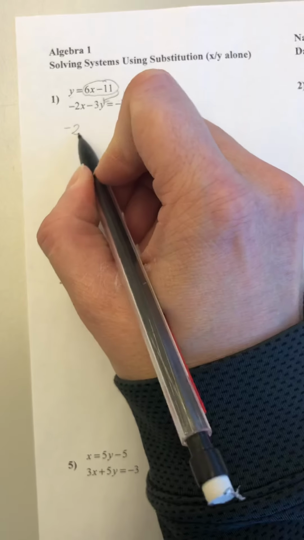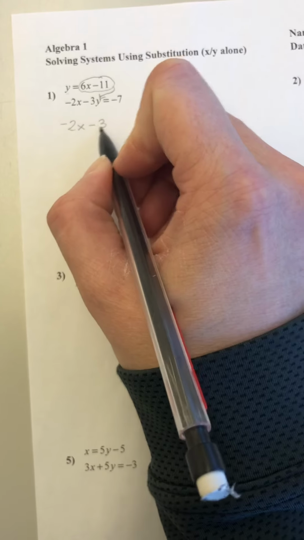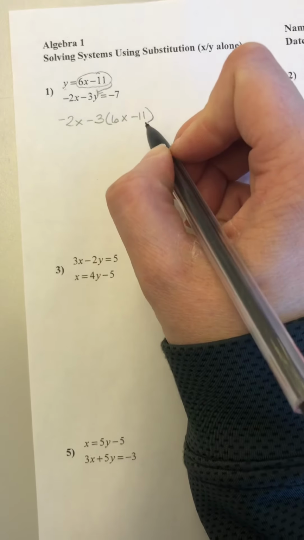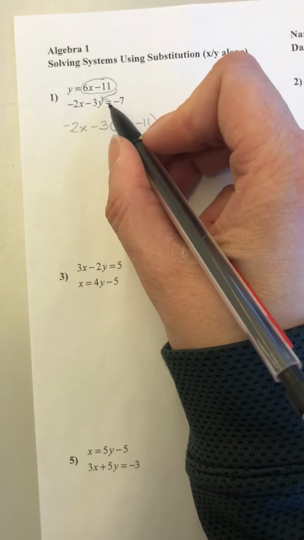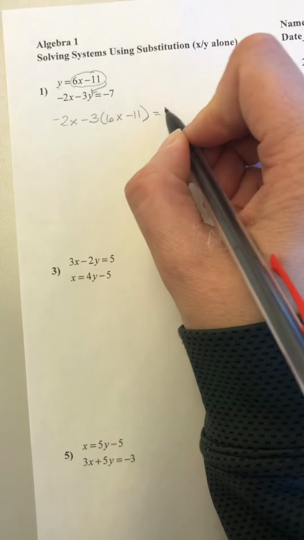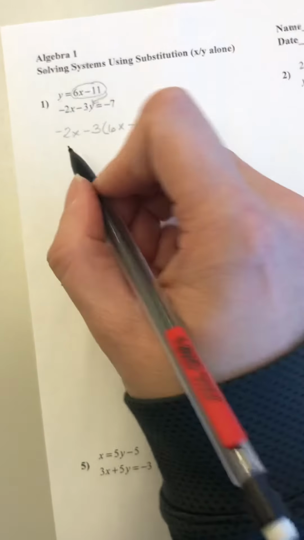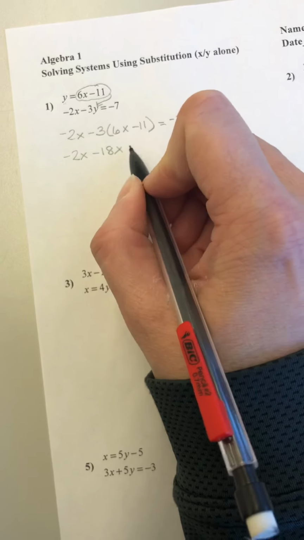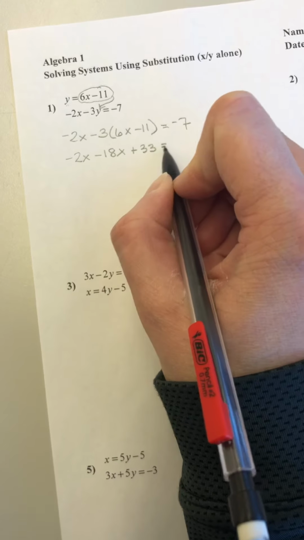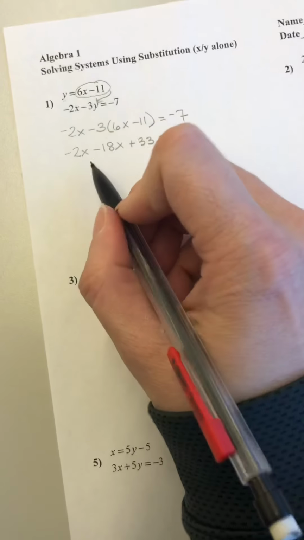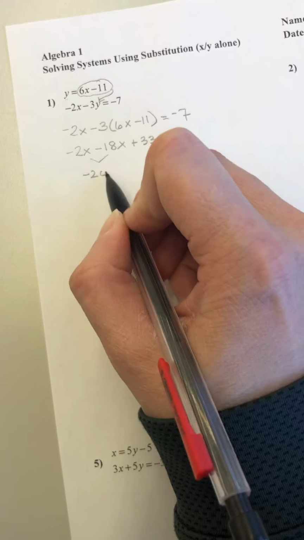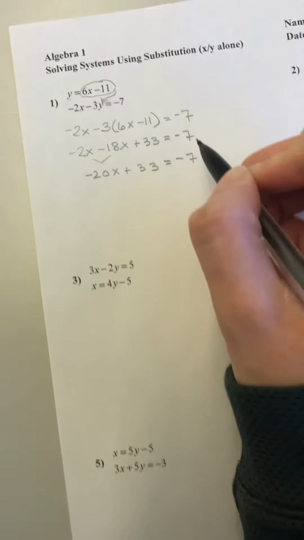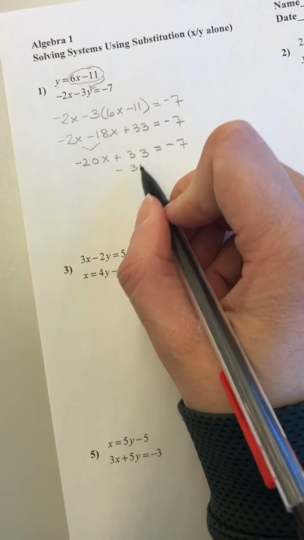So I'm going to copy this negative 2x down and then the minus 3, but instead of y, I'm going to open a parenthesis and put in what y equals, 6x minus 11, close my parenthesis, then I see equals negative 7. Then you're just going to solve that equation. So I'm going to distribute the negative 3. I'm going to combine like terms on my left side. And then I'm just going to solve this equation for x like you know how.